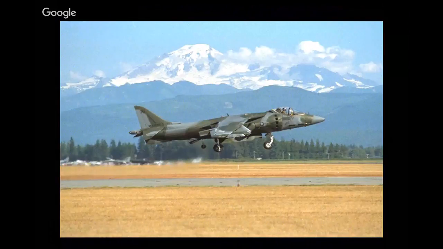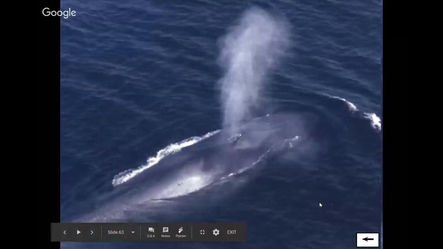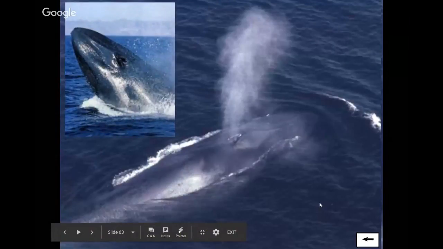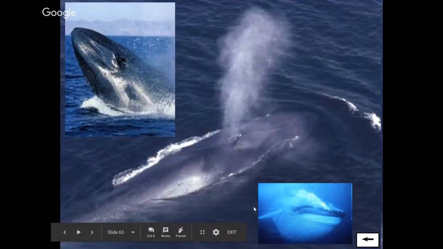Sometimes really cool aircraft result, like this vertical takeoff and landing jet. This jet can take off straight up and down, and then it can fly off like a regular jet. So here's that blue whale again.